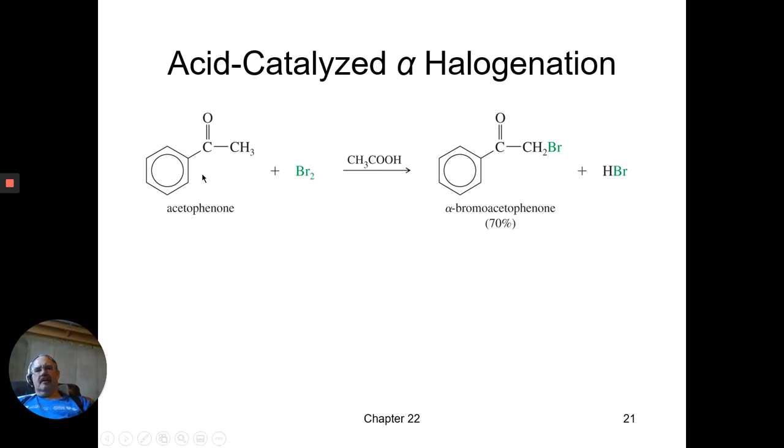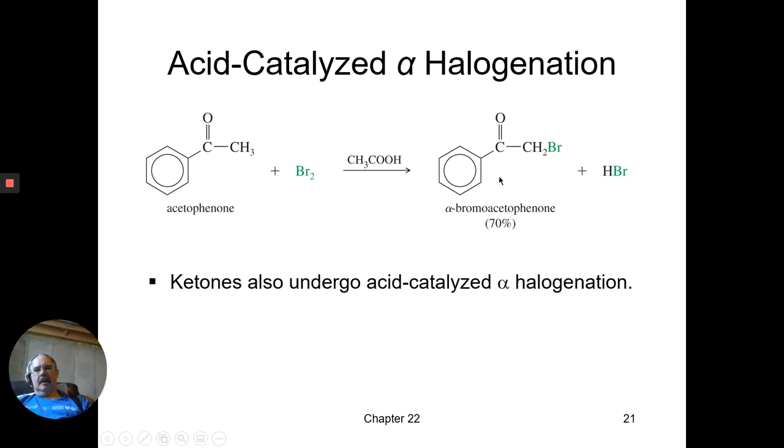Okay, so here we have acetophenone. And with acetic acid and bromine, we get the alpha bromo acetophenone in 70% yield. It turns out that this doesn't react further, so we can stop at just 1 halogenation. This, by the way, is an ingredient in tear gas. It's a very irritating compound.